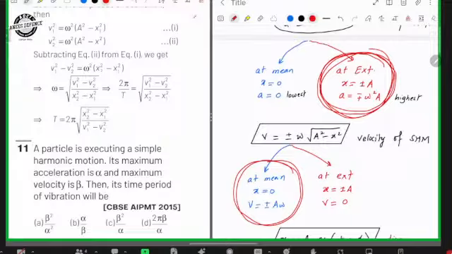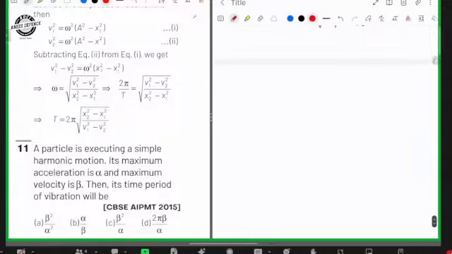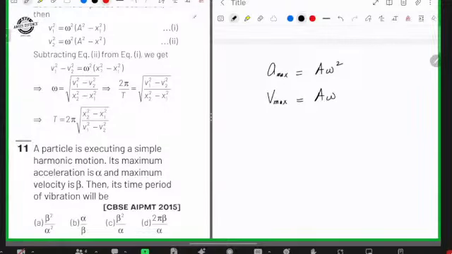What is the maximum velocity? A omega. So from the previous knowledge, from the formula of velocity and acceleration, we have that maximum acceleration is equal to A omega square and maximum velocity is equal to A omega. According to the question, maximum acceleration is given as alpha and maximum velocity is given as beta. So let us divide these two equations to get A cancelled out and omega also cancelled out. Therefore, omega will be equal to alpha upon beta.